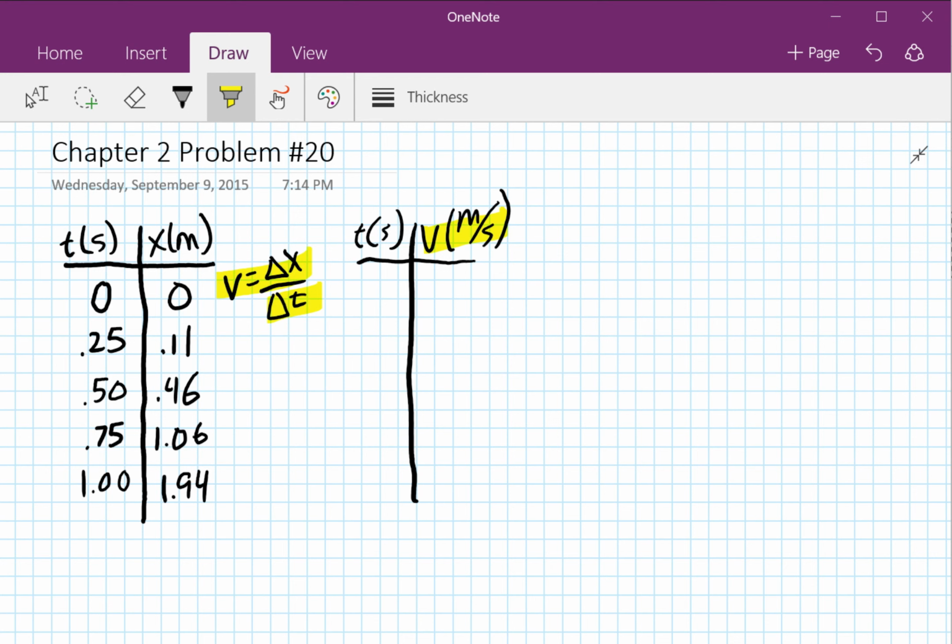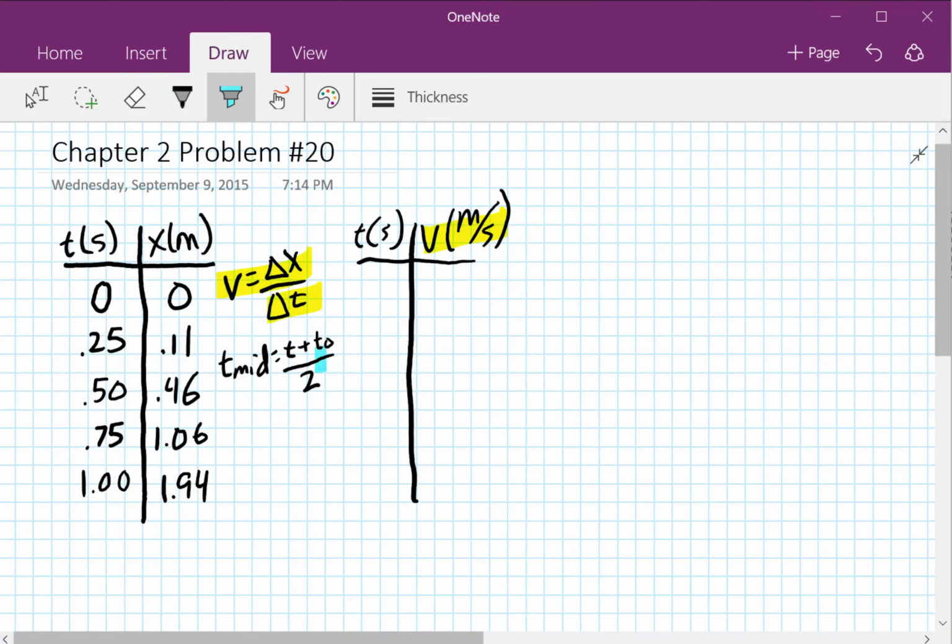Now to find the time, you need to find the midpoint, okay, which is basically finding the average. I'm going to write t mid is t final, which you can either use a t or a t1, plus t initial, all divided by 2. So you add the time that you ended with and the time you started with, divided by 2. That will go here. Okay?